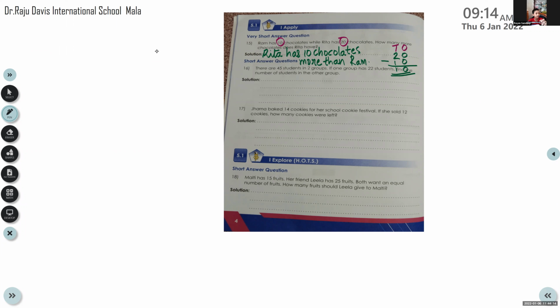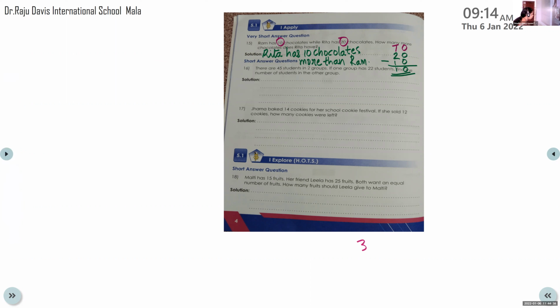Listen, see, we have to subtract here also. Total number of students is 45. See, when we add 3 and one number, we get the answer 5. 3 plus one number, we don't know that number. 3 plus one number is equal to 5. What will be the number in the box?